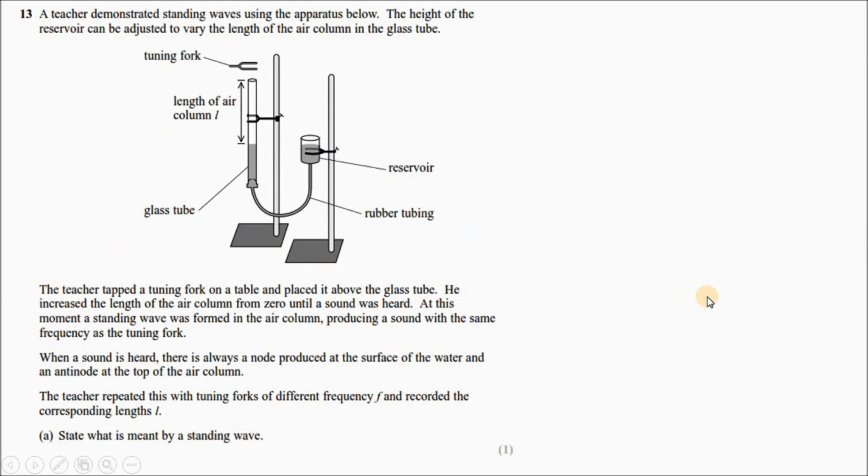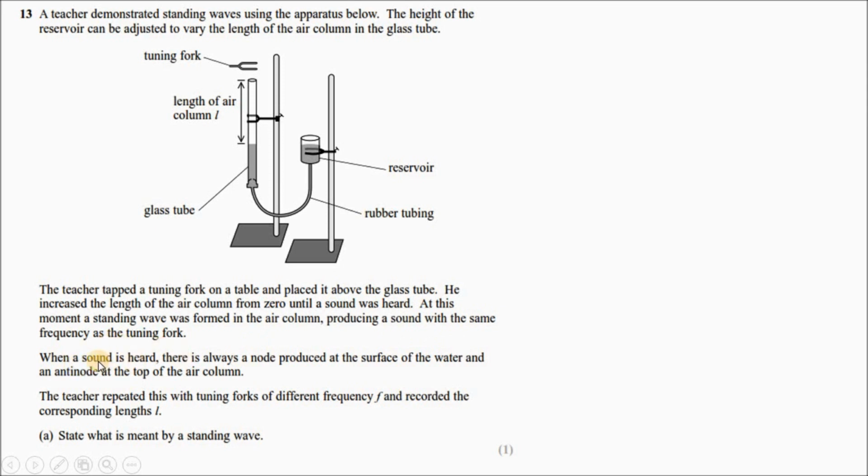Question number 13. A teacher demonstrated standing waves using the apparatus below. The height of the reservoir can be adjusted to vary the length of the air column in the glass tube. So this is some apparatus, air column. This is length, air column length L, reservoir with water or some other solution. Okay, the teacher tapped a tuning fork on the table and placed it above the glass tube, something like this. He increased the length of the air column from 0 until the sound was heard.